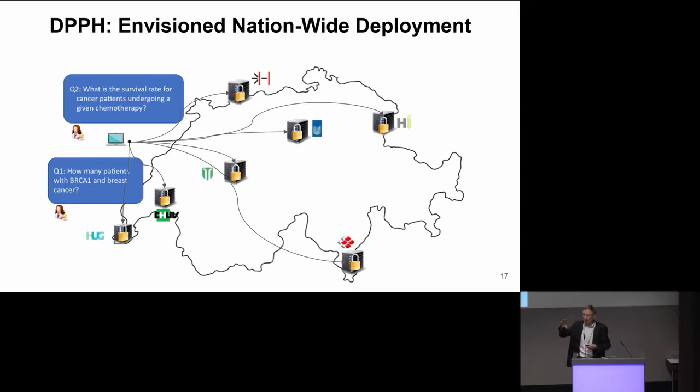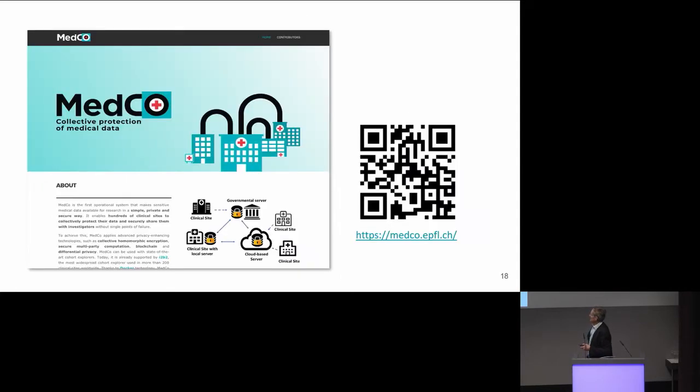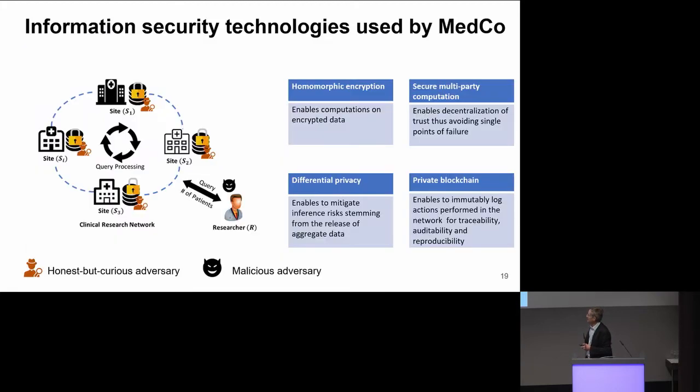So the data exists to respond to these questions, but the problem is the data is locked. With such a system, it will be possible to unlock the data and to have statistical significance for these responses, and then to move to an international scale. For this, we've developed a tool set called MEDCO, again here is the website, that provides the collective protection of medical data. It makes use of some of the techniques that I've mentioned: homomorphic encryption, secure multi-party computation, differential privacy, which I guess you know what it is, and a blockchain.